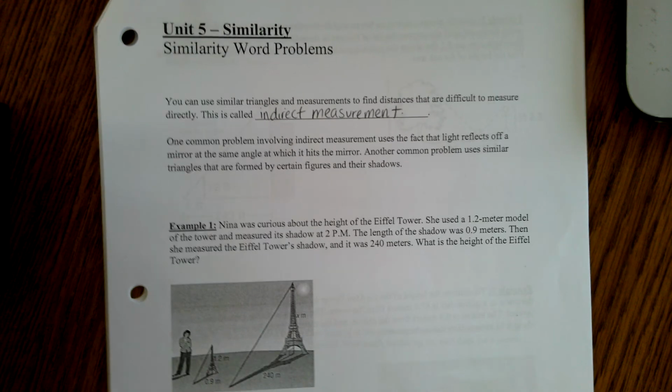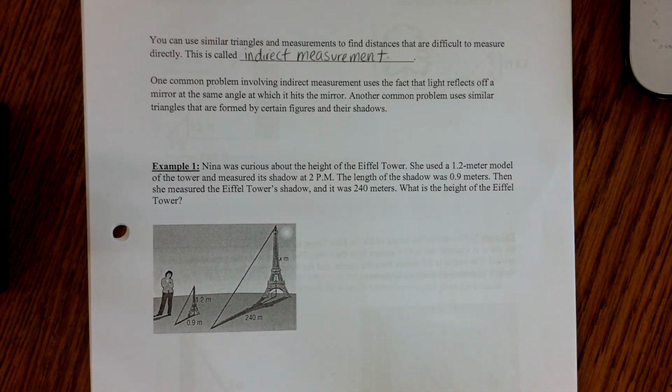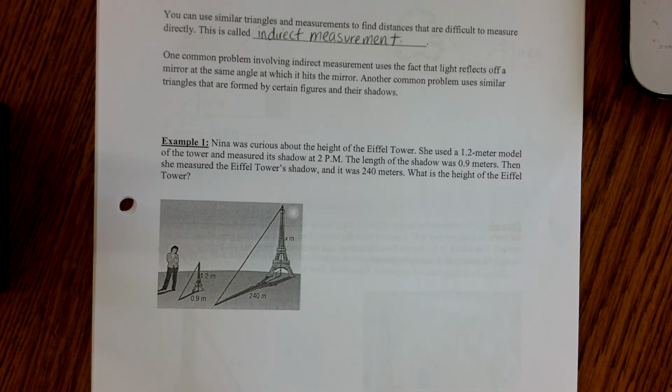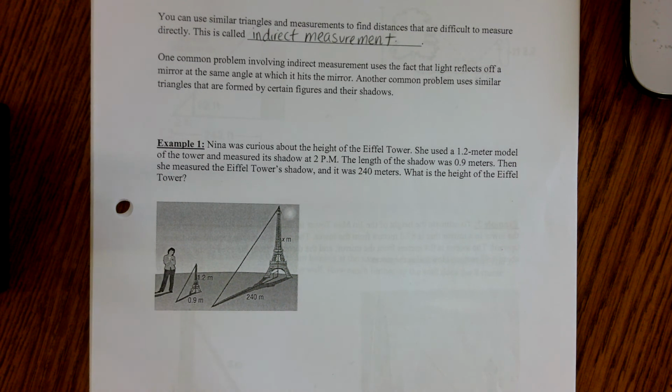When we look at example 1, it says Nina was curious about the height of the Eiffel Tower. She used a 1.2 meter model of the tower, which is here, and measured its shadow at 2 p.m. The length of the shadow was 0.9 meters. Then she measured the Eiffel Tower's shadow, and it was 240 meters. What is the height of the Eiffel Tower?